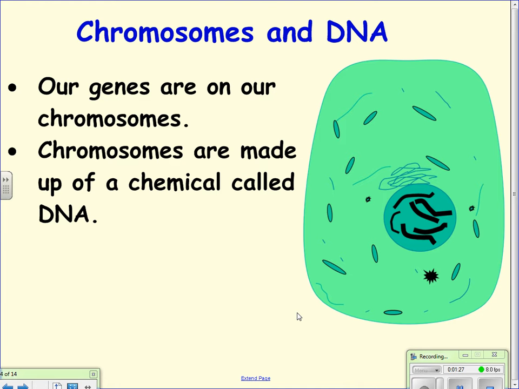So first of all, let's look at chromosomes in DNA. The genes that make up a human are located on our chromosomes, and chromosomes are really just sections of DNA. So chromosomes are made of DNA. Remember that chromosomes are located here in the nucleus of a cell. And for humans, we have 46 chromosomes.